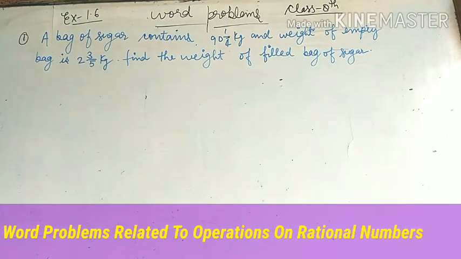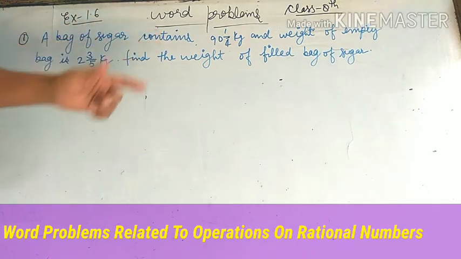Hello children, today we are going to start the last exercise of rational numbers, exercise number 1.6. This exercise is based on word problems, so here we will do some questions based on word problems. The first question you are seeing on the screen.